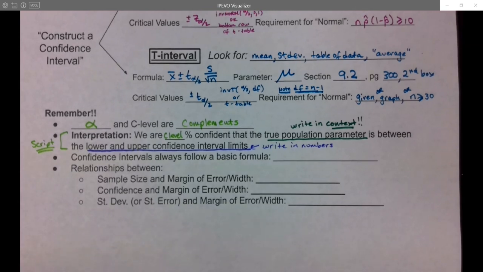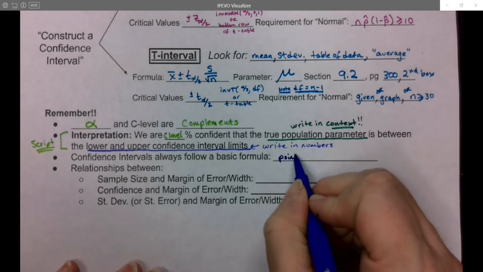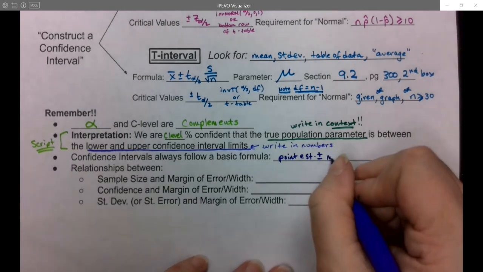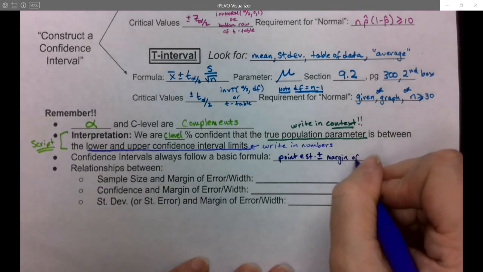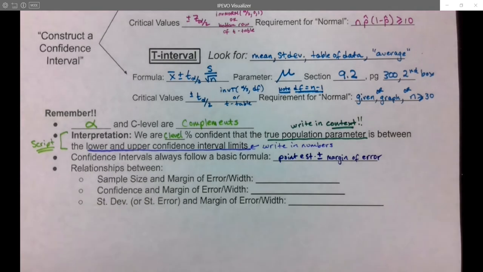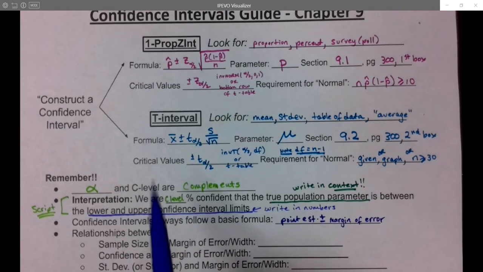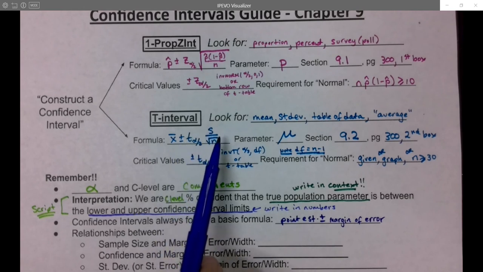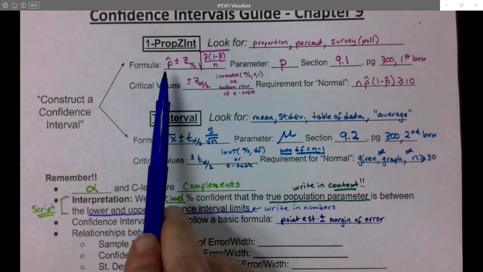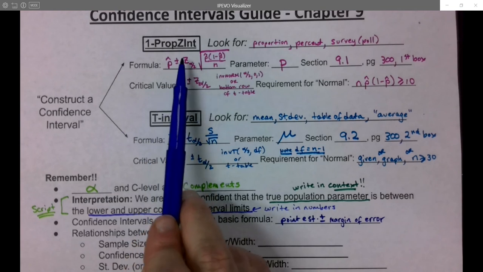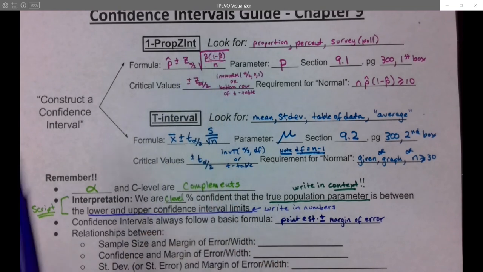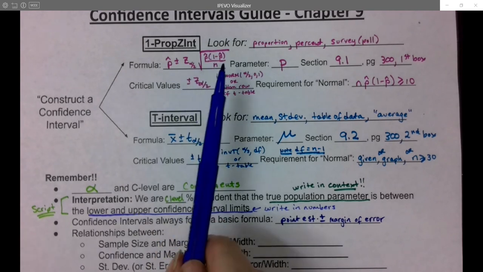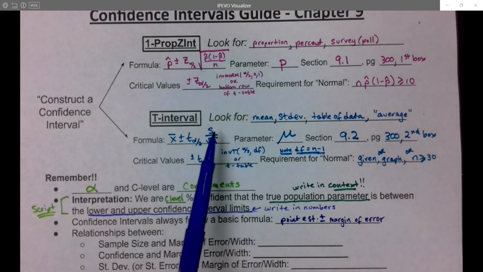Confidence intervals always follow a basic formula, so always a good thing to remember. Confidence intervals follow the formula of the point estimate plus or minus the margin of error. If we look at these formulas up above, point estimate plus or minus, and the z and all the stuff here, that's the margin of error. It's the critical value times your standard error, the thing we learned about in chapter 8.2 or in chapter 8.1.